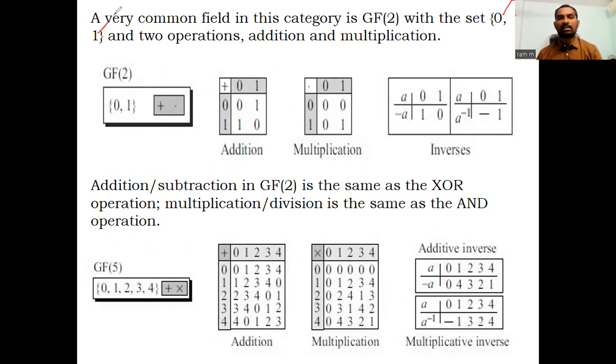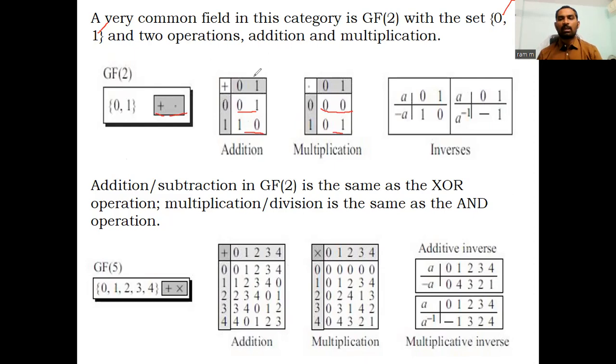First, it is a finite set. Now we are considering two operations, plus and dot, over this set. When I apply plus, whatever we get is within the set only: I got 0, 1, 1 and 0. When I apply the dot operation, I got 0, 0, 1. So these elements belong to the set only. So the first property, closure, is satisfied.